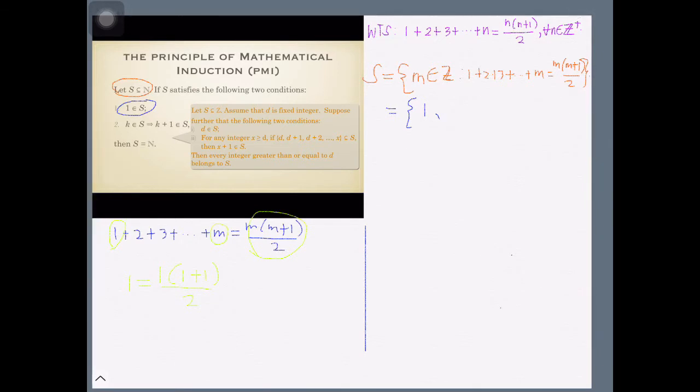There, 1 can indeed be written in the form of this, which would be 1 times 1 plus 1, all over 2. With this, we are done showing the first condition. How about the second condition?